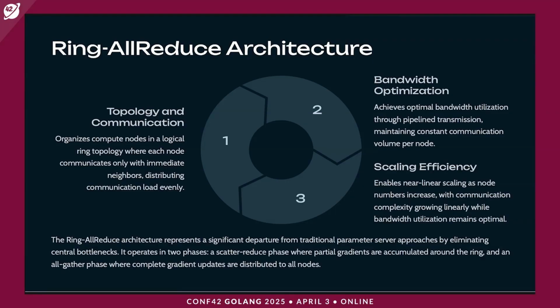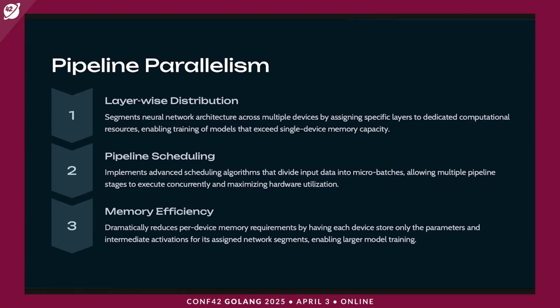The result: better bandwidth use and near linear scaling. Add more GPUs and training speeds up proportionally, up to a point. Sound good? Next came pipeline parallelism, which was done to fit bigger models. Even with ring all reduce, fitting huge models on a single device was still tough. That's where pipeline parallelism helps. In this approach, we split the model layers across devices. So GPU 1 handles layers 1 to 10, GPU 2 handles layers 11 to 20, and so on.